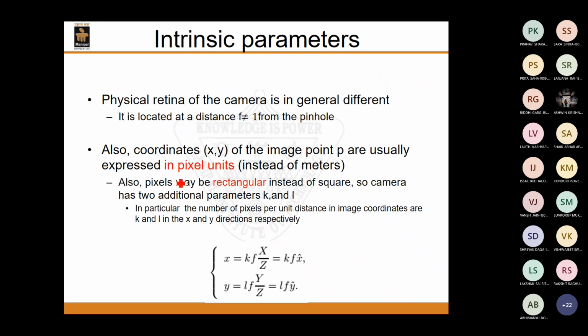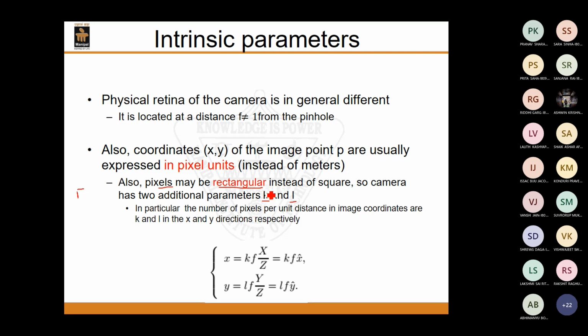Okay, now one more thing you need to remember is that when you are talking about pixels, the pixels may not always be square. It could be rectangular. In the sense, these pixels may have a different dimension along the x direction and a different dimension along the y direction, right? So it may not be a square pixel always. So you can add two different parameters k and l, where k represents the number of pixels per unit distance in the image coordinate, and l represents the number of pixels per unit distance in the image coordinate in the y direction.